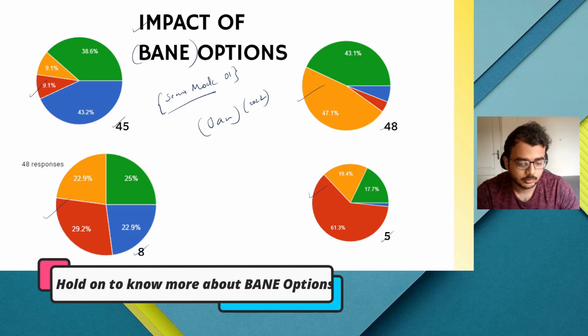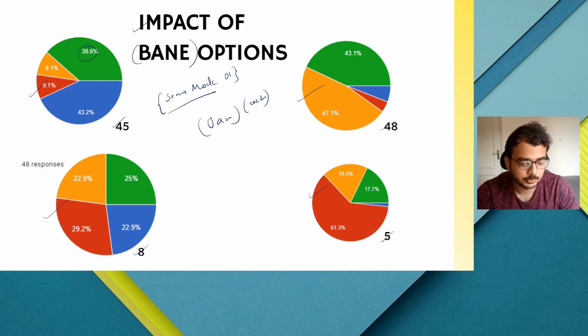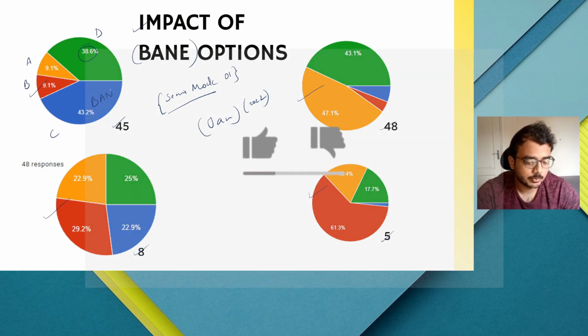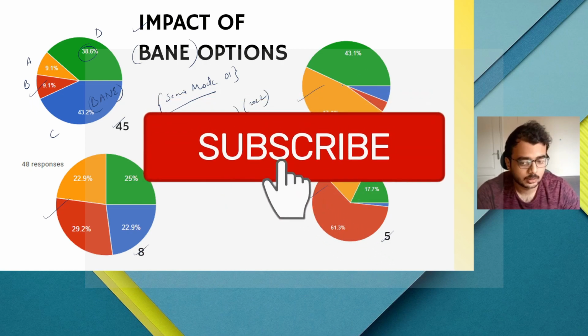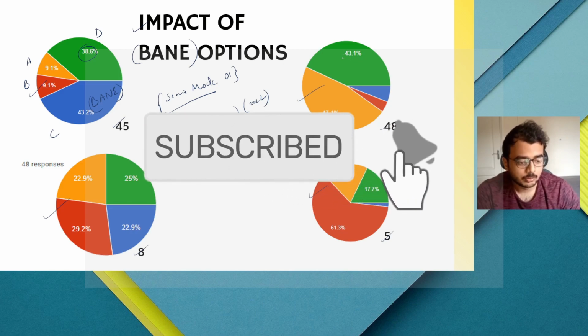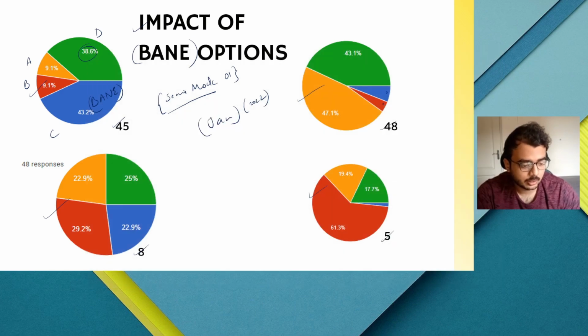In this question, the correct answer was this option. Understand that orange is for A, red is for B, blue is for C and green is for D. The correct option was C. This was one of the BANE option choices. If you are thinking what are BANE option choices, please hold on. I will tell you exactly what they are. For this question, 43%, 47% and less than 10% in A and B and C, right? I'm not very sure, but I think this was the correct option. This was one of the BANE options.